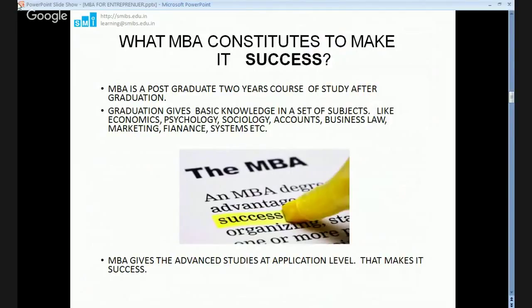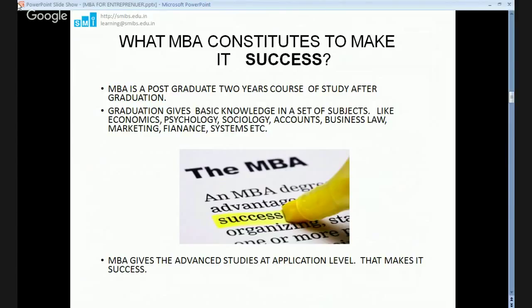What does MBA constitute to make it a success? MBA is a postgraduate 2-year course of study after graduation. Graduation gives basic knowledge in a set of subjects. Now, BCom, accountancy, taxation at a particular level. When he goes to MCom, he studies more advanced subjects. Same way, MBA is still more advanced.